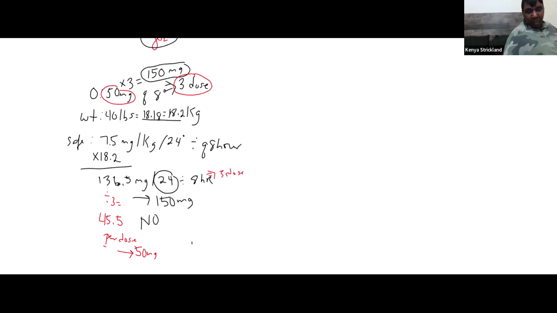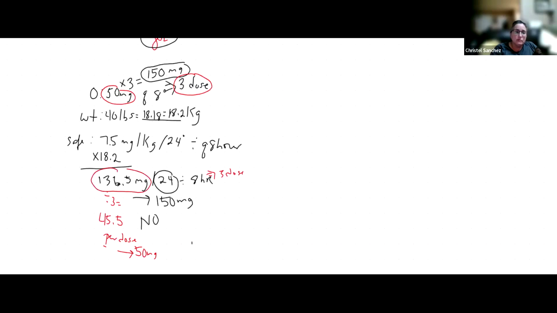So for it to be a safe dose, it would have to be 50? Actually, for this one to be safe, this would have to be 150, or this would have to be 50. Since it's not giving us a range, only one number, it would have to equal that exact order for it to be safe. Does that make sense, Kenya? Yeah, okay. Any other questions on this one?